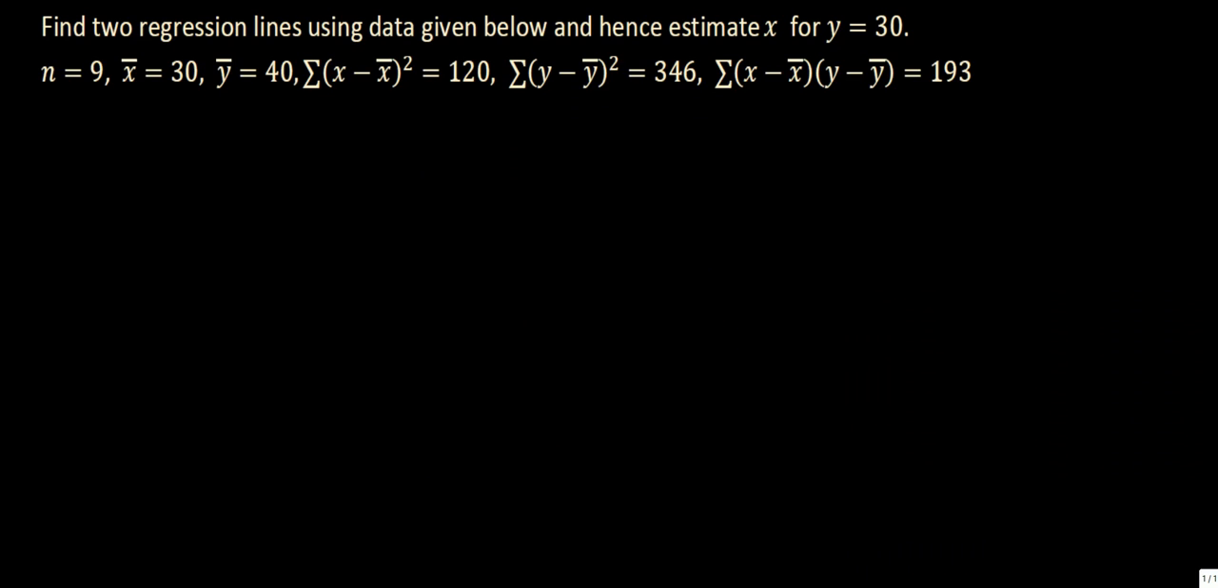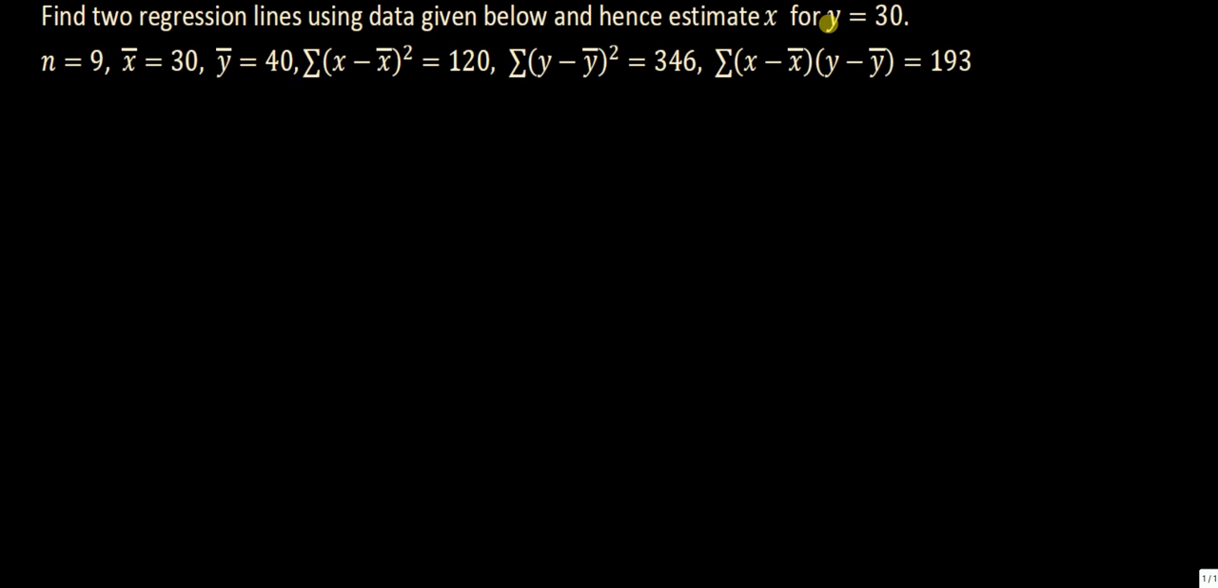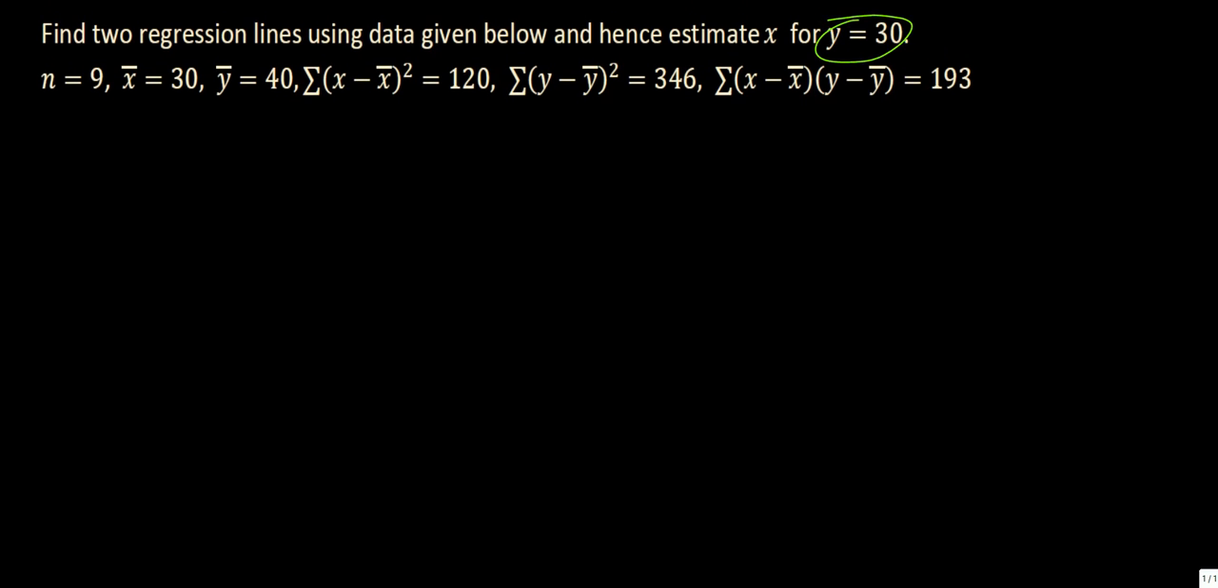Our first sum is: find two regression lines using the data given below and hence estimate x for y equal to 30. This sum has been asked many times in university exams. The heading and title are the same, the amounts are the same. We just change the question a little.